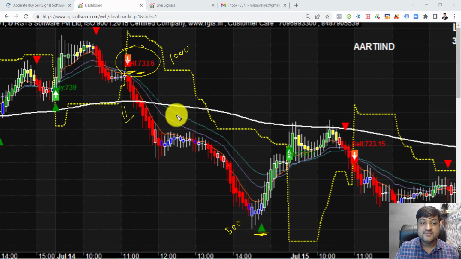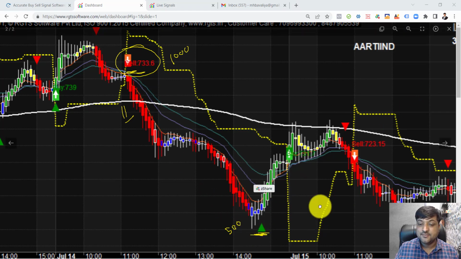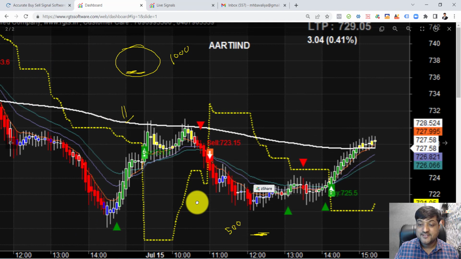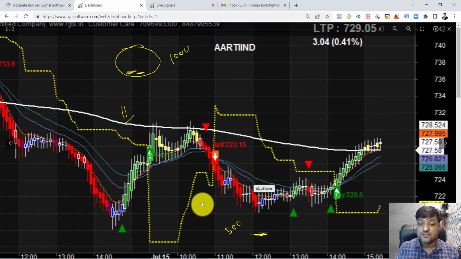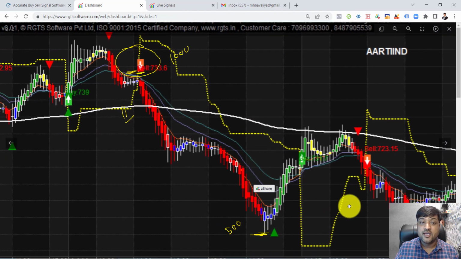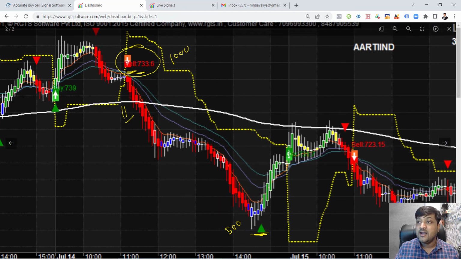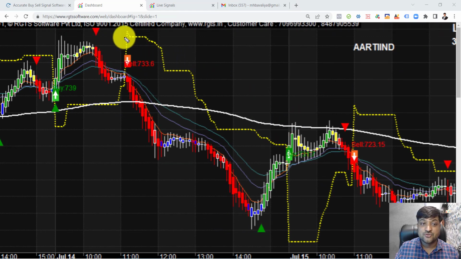Means from 733 to this level, around 720, so almost 13 points. So we book the 13 point profit here, and the remaining quantity, we hold with the trailing stop loss, right? In the last video I explained the trailing stop loss always moves into profit whenever your position turns in your favor. So the remaining 500 quantity exits here.